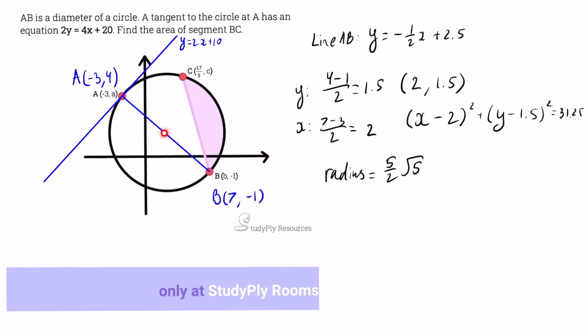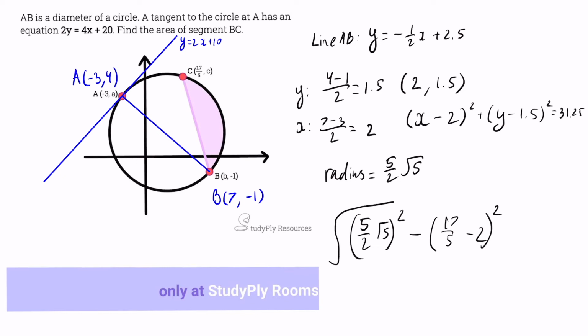All we have to do is to form another right angle triangle and use Pythagoras. So drawing the triangle like this, we now know that the radius here is 5/2 root 5, and we can figure out the length of the base to then use Pythagoras to figure out the height. So we write (5/2 root 5) squared minus (17/5 minus the x-coordinate for the center point, which is just 2), and we square that as well and square root everything.